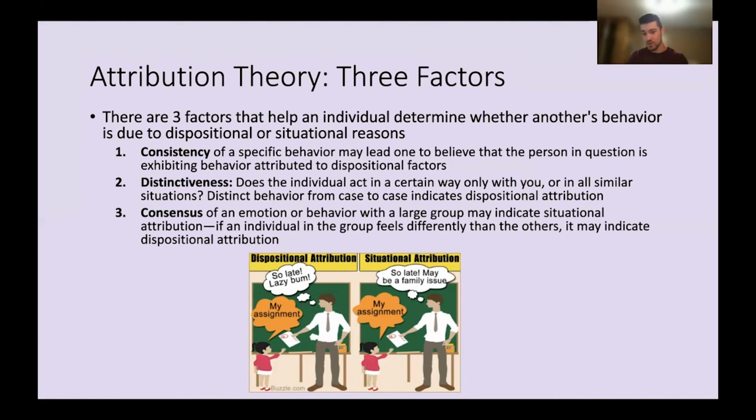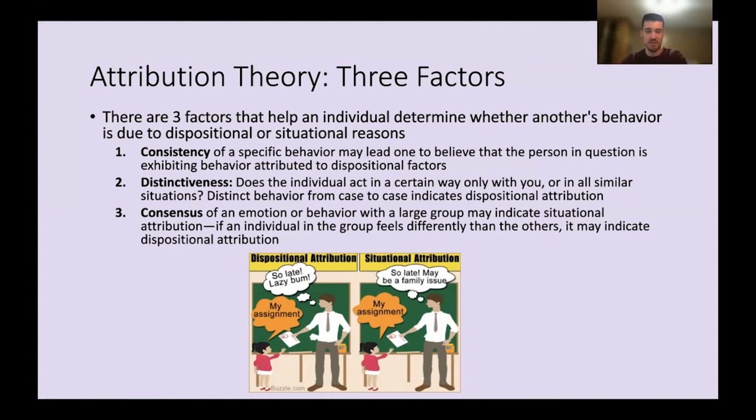And more so if an individual in that specific group feels differently than the others. So if there are 50 people that are doing one thing and there's one person that's doing another thing, that's going to indicate that individual is acting that way because of dispositional, internal reasons. If they're in a situation with 50 other people and they're the only one doing something else, they're not being affected by the environment. It's more so character traits.